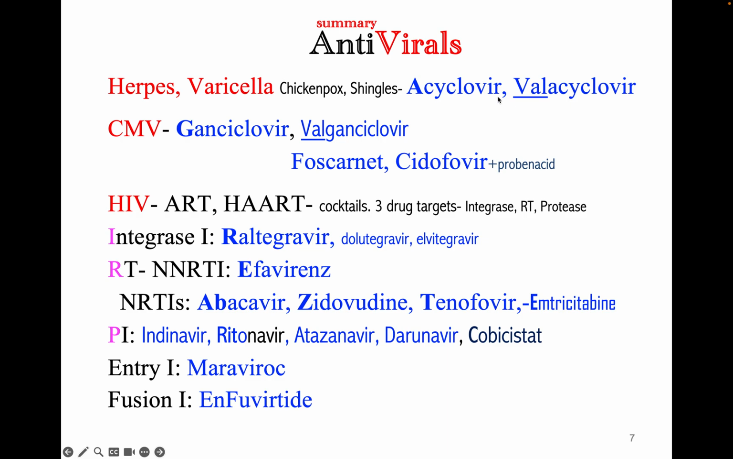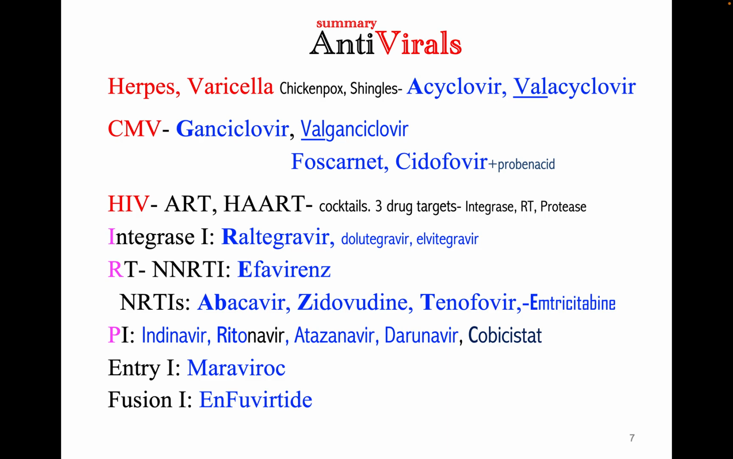So indication you understood. What is the mechanism of action? These two drugs are activated inside the virus. That means they need viral thymidine kinase to activate. Once activated, they are phosphorylated by human cells and then inhibit viral DNA polymerase. Thus, the overall picture is inhibition of viral DNA. Very good. Mechanism of action is good.